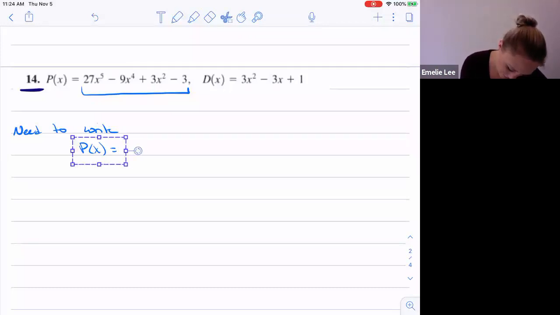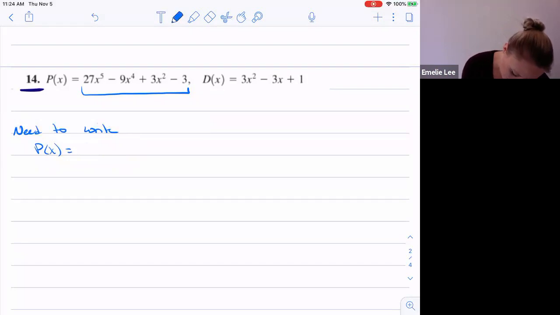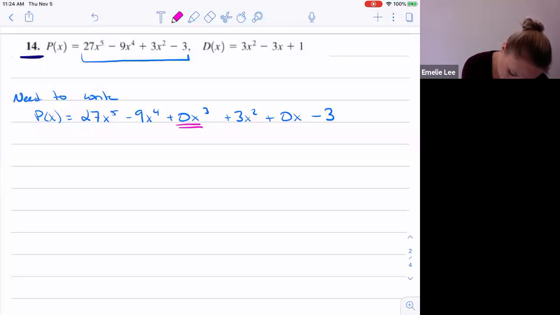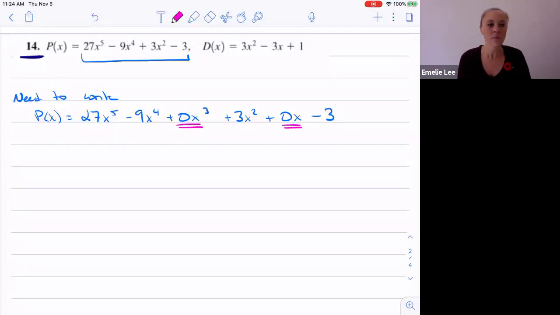Okay. So I'm going to move this over here. 27x to the 5 minus 9x to the 4 plus 0x to the 3 plus 3x squared plus 0x minus 3. Right here, we have to add those in, but we're adding 0, so that's allowed, right? 0 times x to the 3 is just 0. It's just a placeholder for the x to the 3.